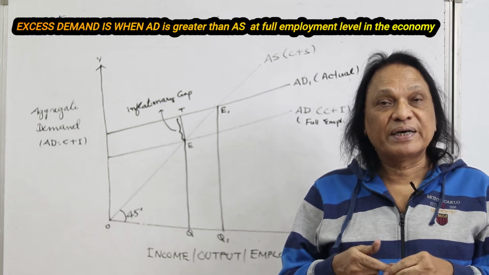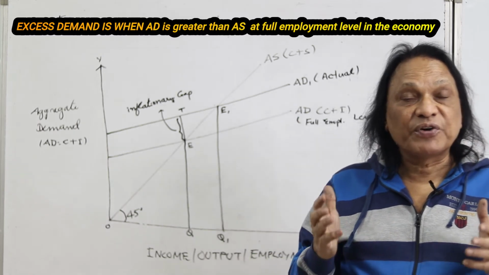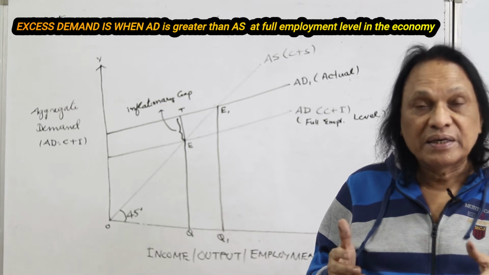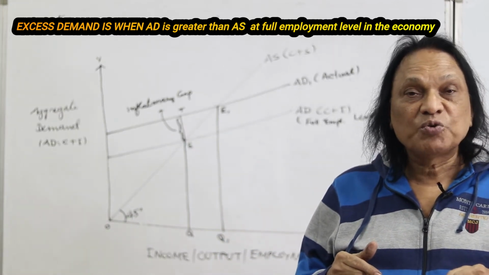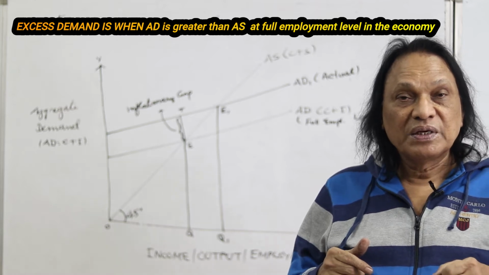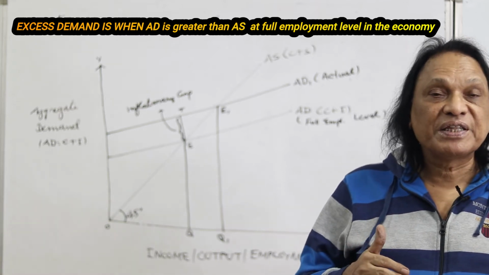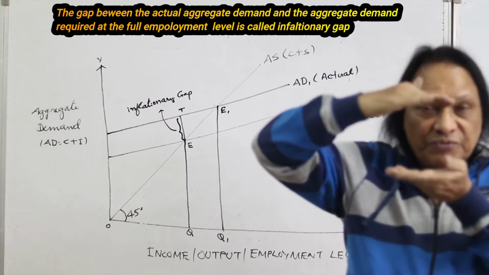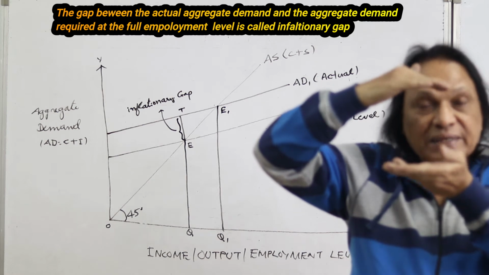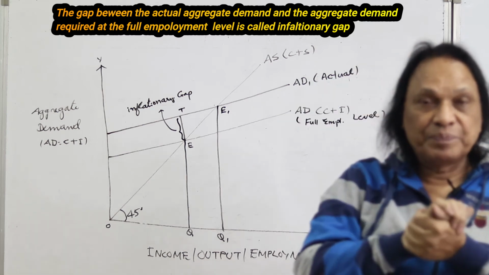How do you define excess demand? If aggregate demand is for a level of output more than aggregate demand required at the full employment level, that situation is called excess demand. And the gap created between the actual aggregate demand and the aggregate demand required at the full employment level, that gap is called inflationary gap.